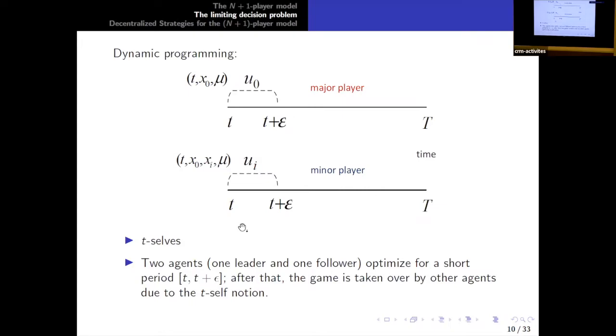Let's check what the idea is to eventually determine the value function. We will use dynamic programming. Here, the approach is a little bit special. For dynamic programming, we actually borrow the idea of t-selves. In the literature, we will discuss that later on.